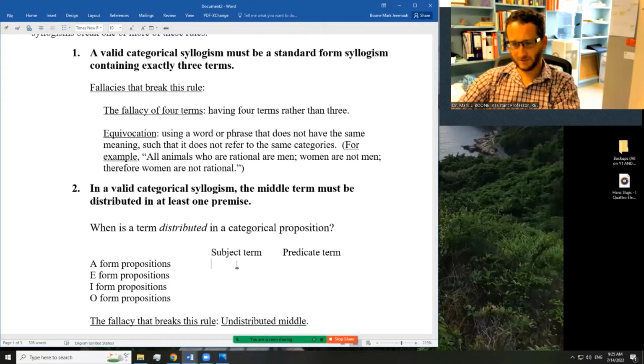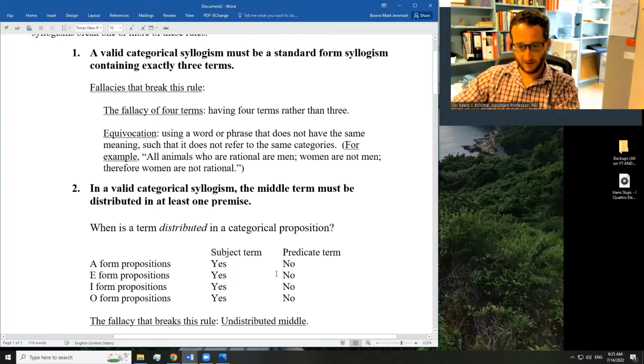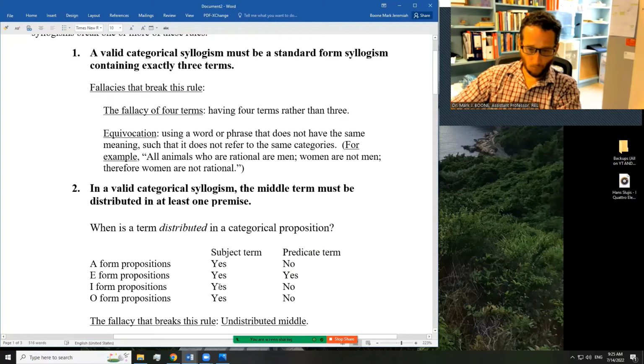A-form propositions distribute the subject term, but not the predicate term. This would have been a little simpler if I just did this approach. Don't trust the chart you have before you. It's not finished yet. There we go. Now the chart's finished.